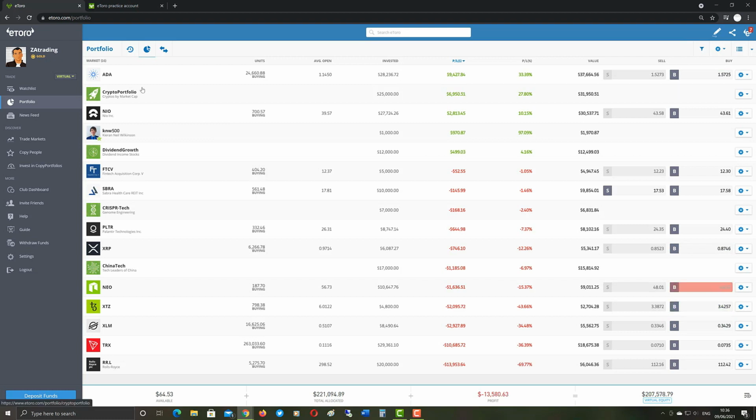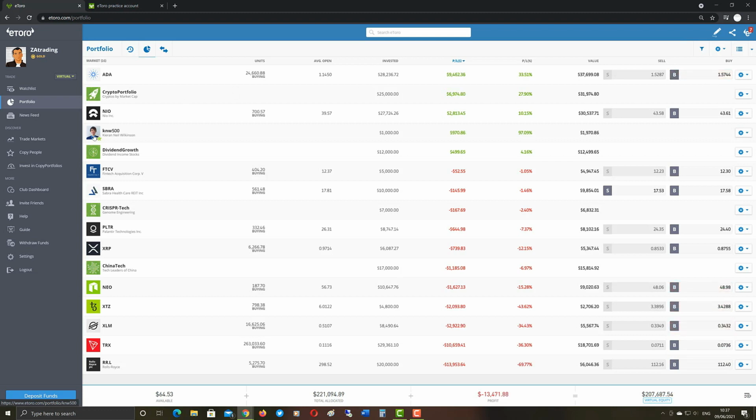So you can see here in ADA, I've invested $28,236.72. Okay. The profit and loss, you can see P&L here, which is showing 9,000 profit. Percentage wise, that's 33 and a bit percent profit. The value of my investment is just over $37,000, and it's showing you the selling rate and the buying rate at which you can buy the ADA cryptocurrency.